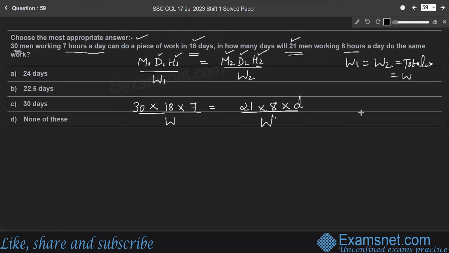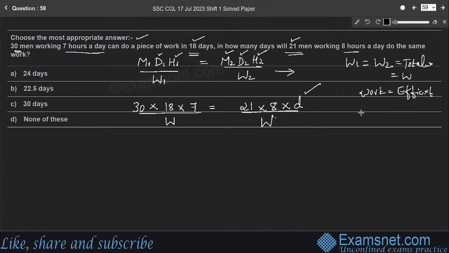21 men are working. Therefore, we need to find the value of D here. Simply we are using the formula M1 D1 H1 by W1 is equal to M2 D2 H2 by W2. It's nothing but work is equal to efficiency into time, the same formula.